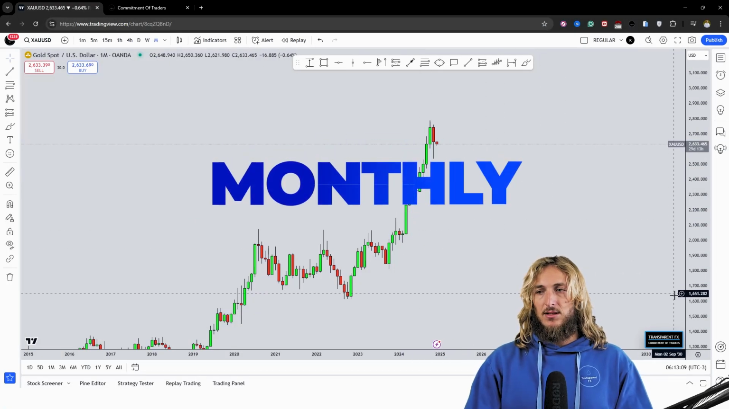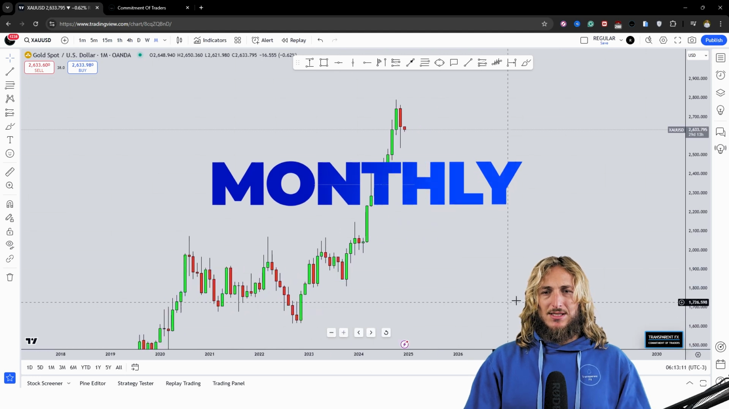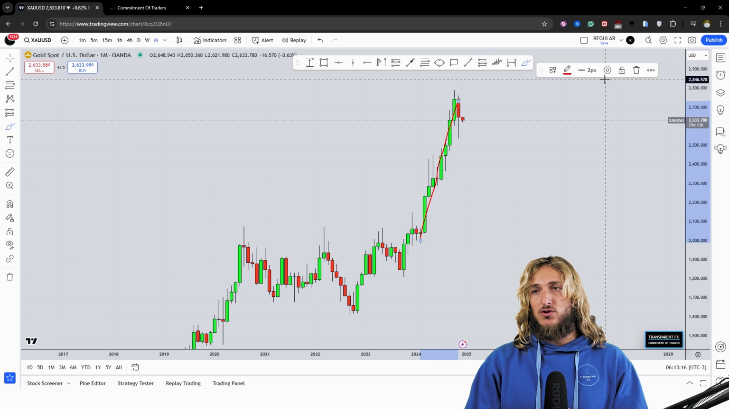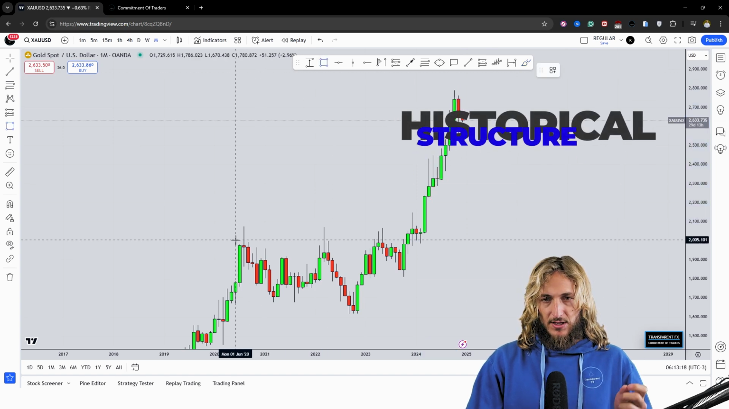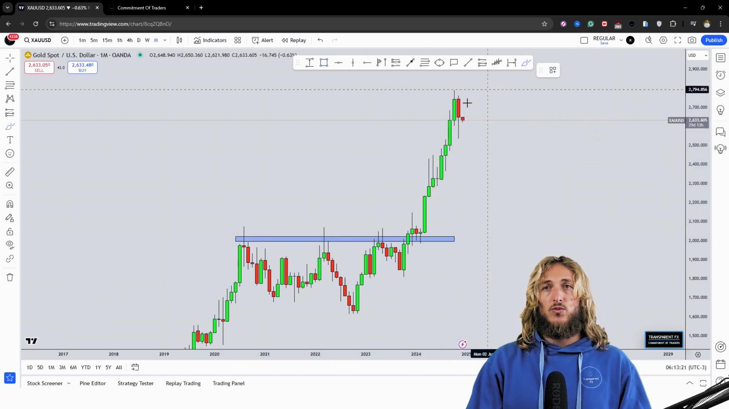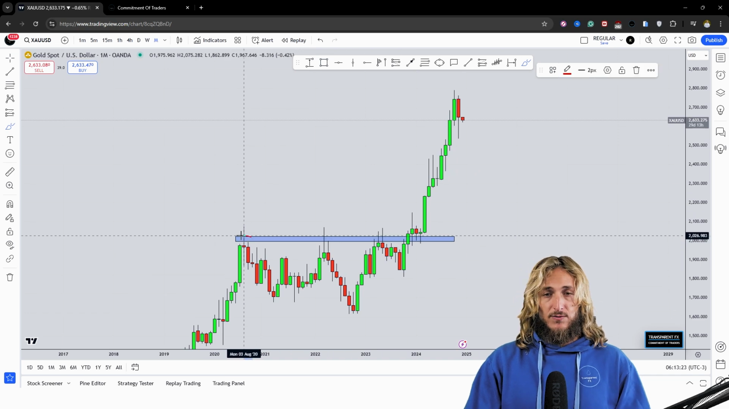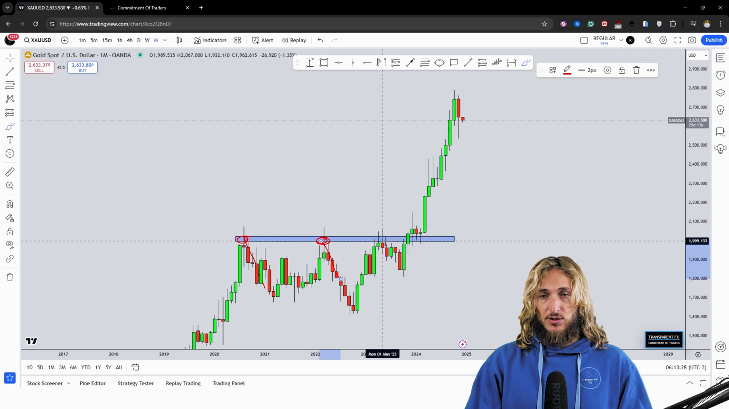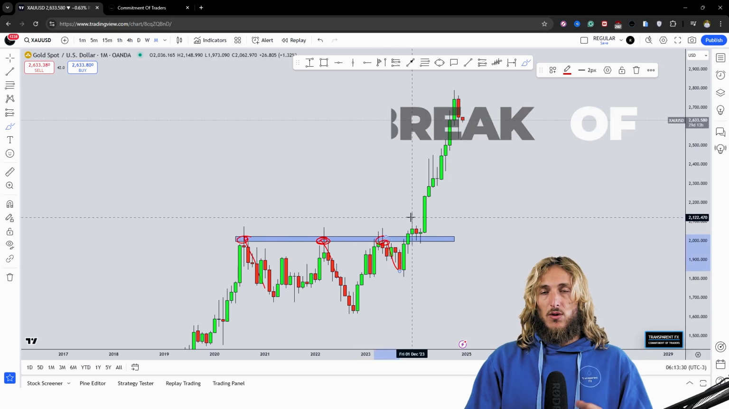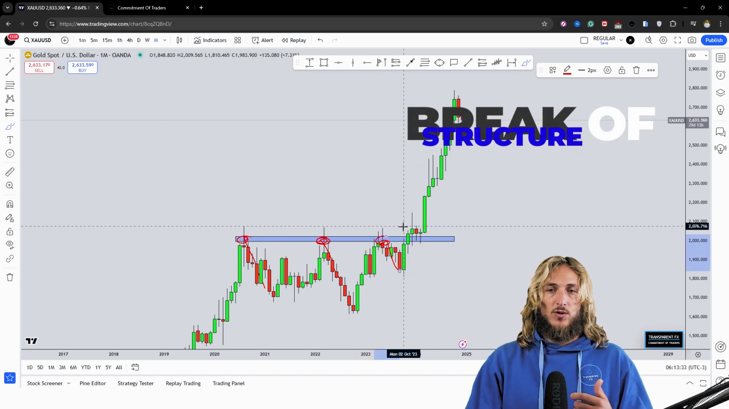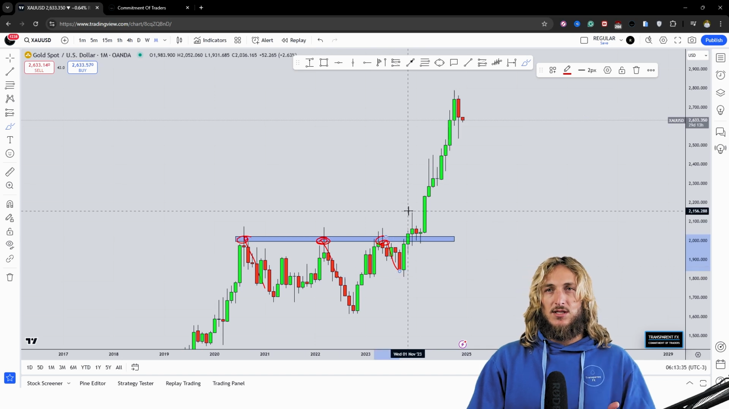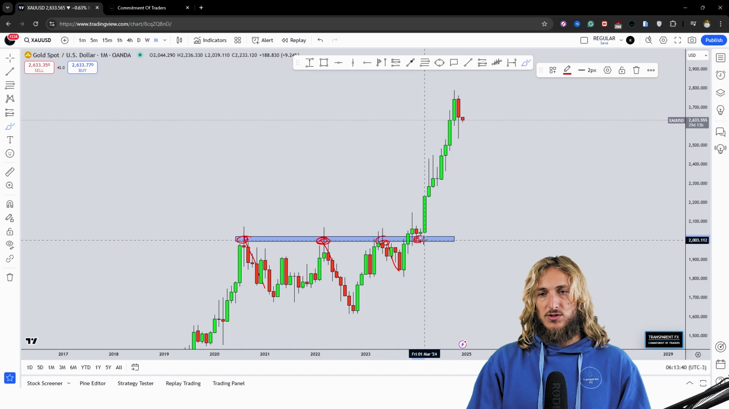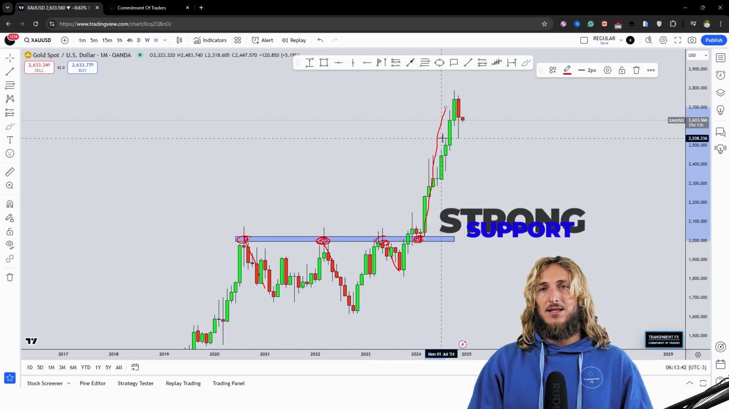Starting here from the monthly time frame, what we can see is that we just had a massive impulse to the upside, which rejected a quite strong historical structure level. In fact, what we can notice is that this zone was acting for quite a few years, first as previous resistance from which all these rejections to the downside were created, and then the market broke above the zone with this impulse. Now, what we know is that previous resistance, once it is broken to the upside, becomes support.